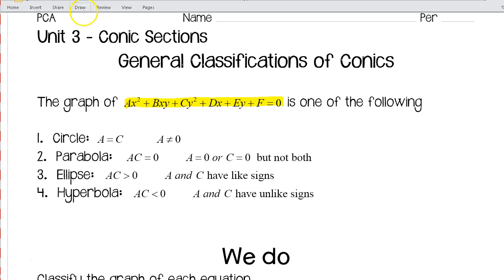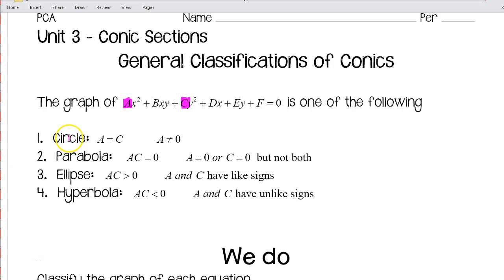So the key here is that we're going to be looking at A and we're going to be looking at C. Those are the two keys, because those two coefficients really determine what kind of conic section it is. If A is equal to C, we're going to end up with a circle. And if A times C is equal to 0, so that means that either A is 0 or C is 0, then it's a parabola.